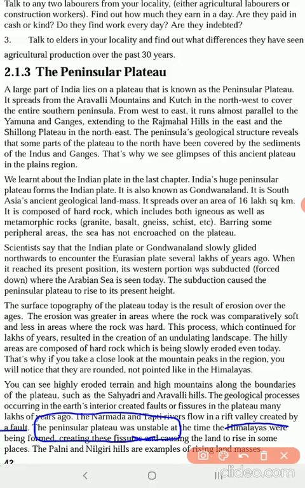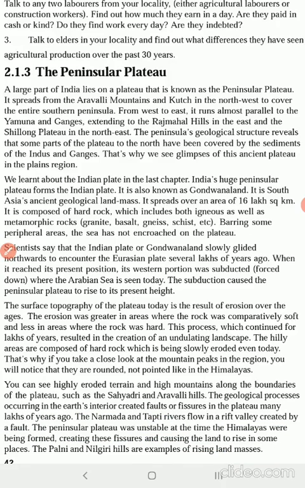So in the beginning, the Peninsular Plateau was unstable, very weak. At the time the Himalayan ranges were being formed, creating fissures, causing the land to rise. In some places it will rise, in some places it will not.